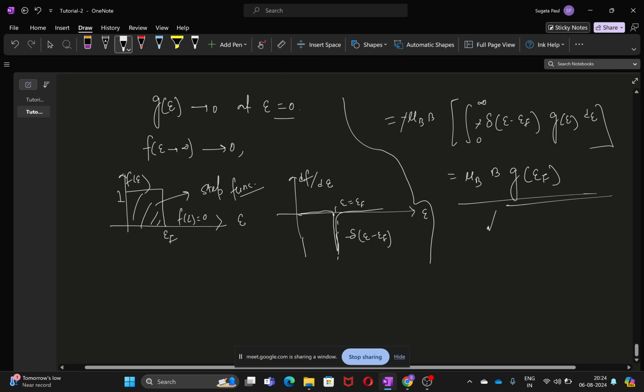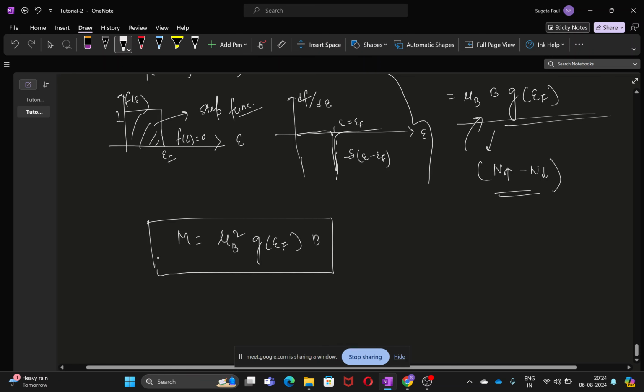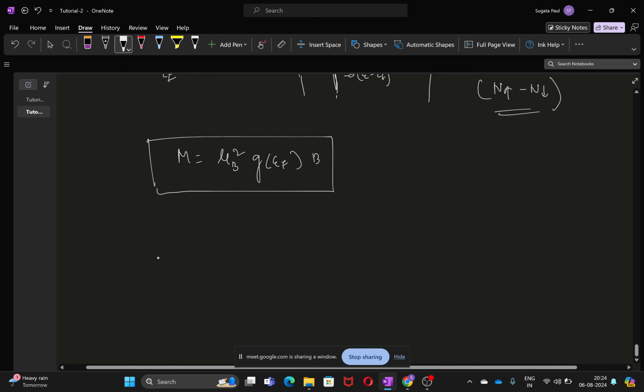Now you are getting the value of N up minus N down. Your magnetization is this term multiplied by mu B. So if you multiply mu B with this term, we can directly write mu B squared g(EF) times B. This is the net magnetization for this system, where the spin bands are split by the application of a magnetic field, which is the main starting idea we started with in this problem.